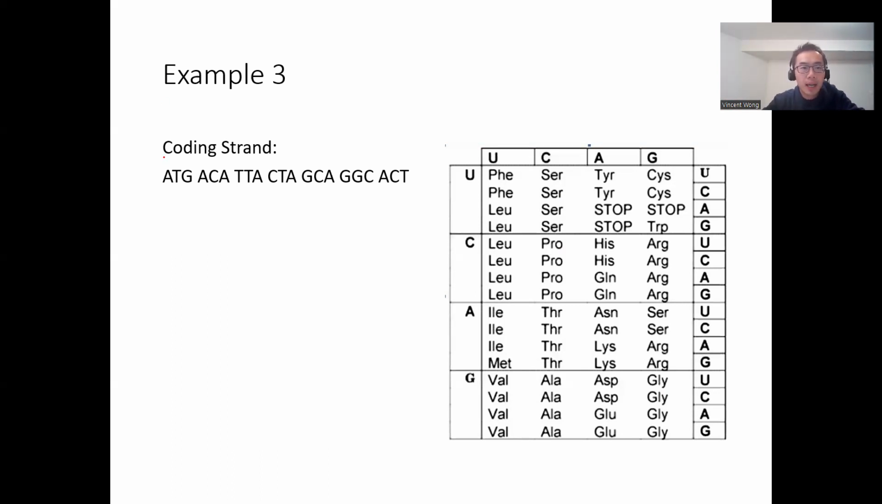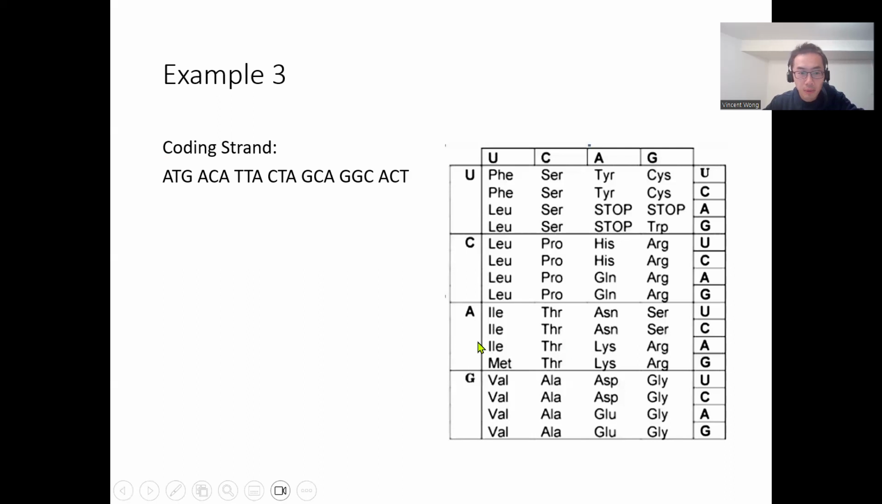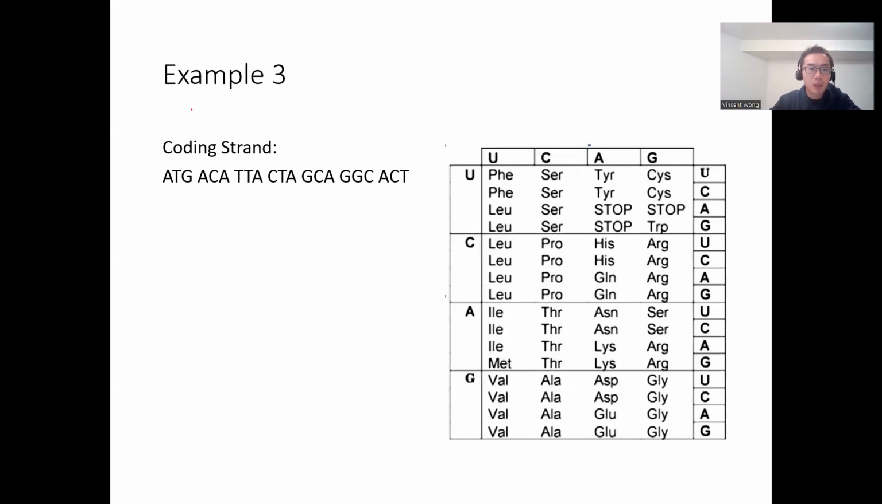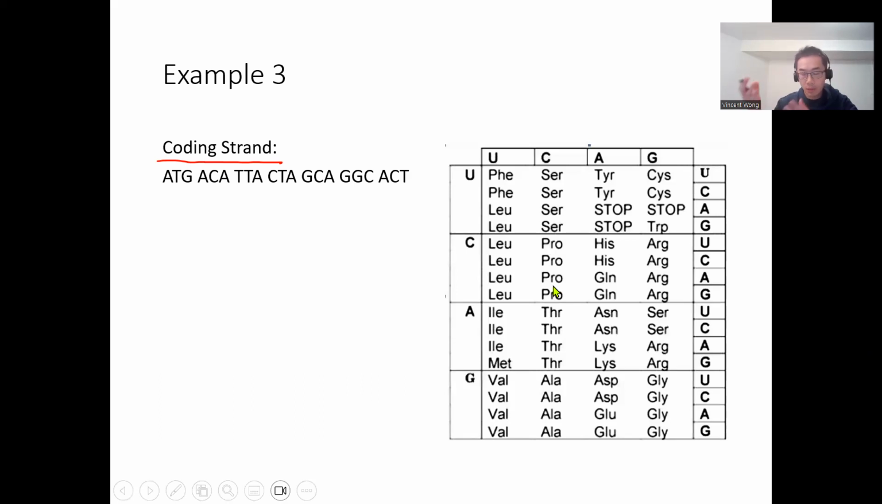So we have the coding strand here. Coding strand. Oops, something's not working. What's going on here? Let's try that again. We have the coding strand, which is the strand that is containing the instruction to make the protein.